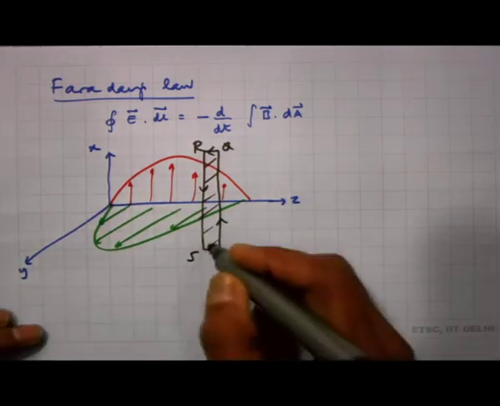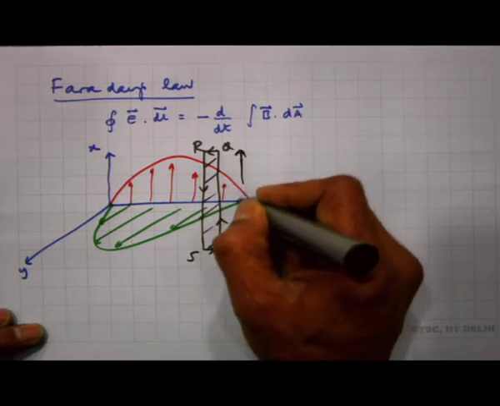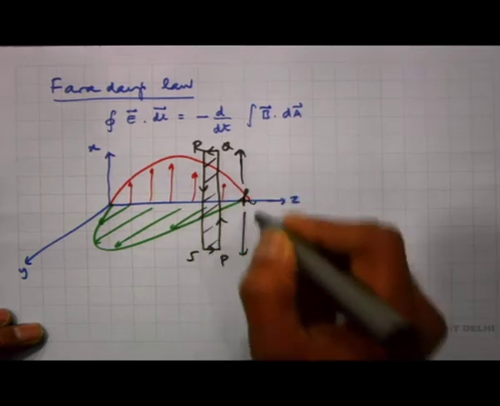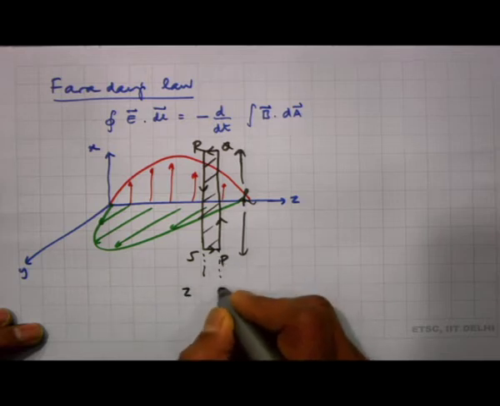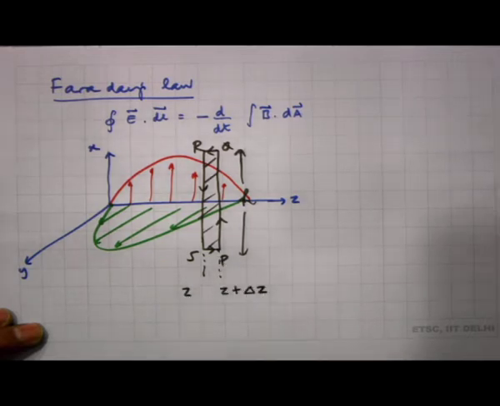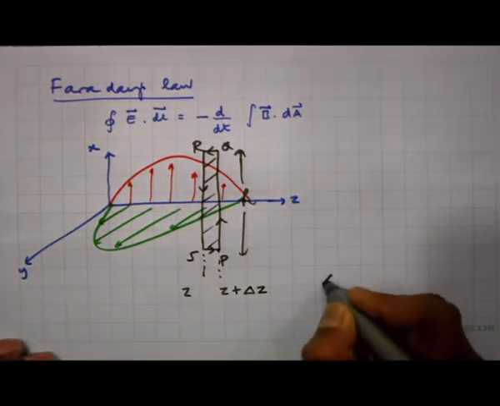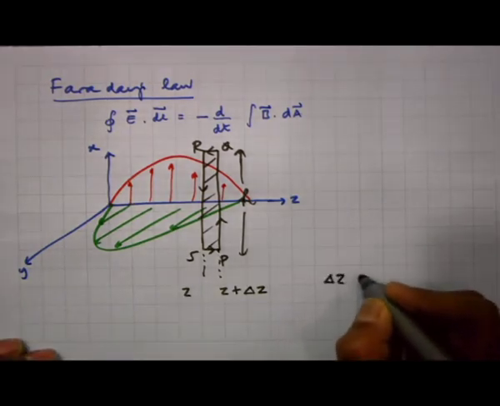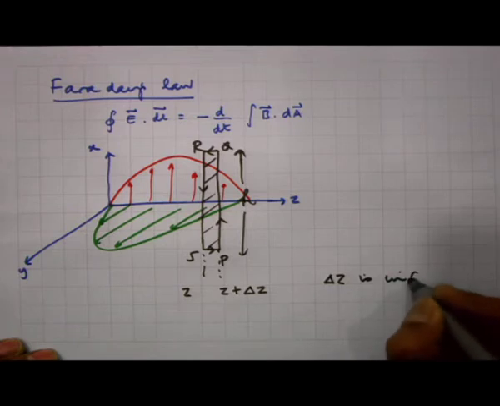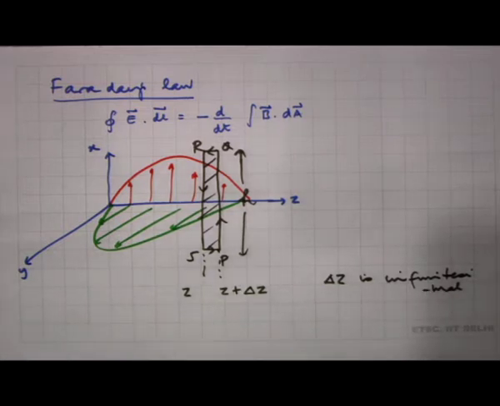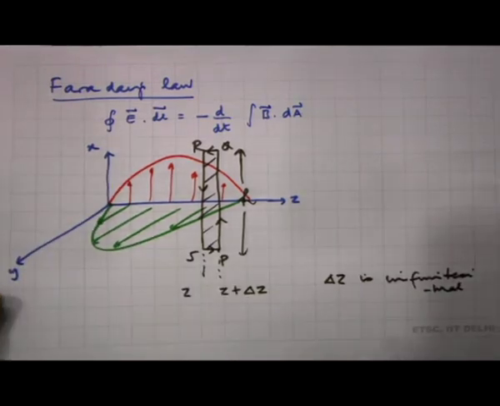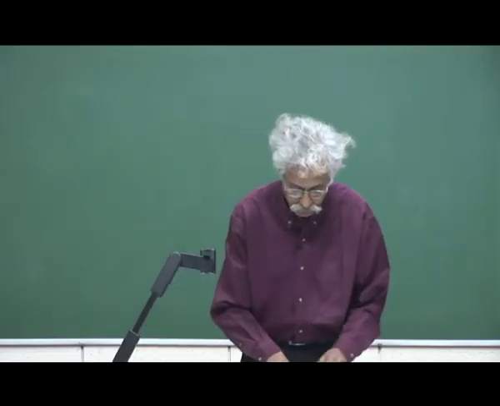Now, let me assume that the height of this loop is h, and this is the plane z, and this is a plane I call z plus delta z, and delta z is infinitesimal. Very small value of delta z. So, it is a very small number, and I want to calculate the left hand side and right hand side. So, first let me start with the left hand side.